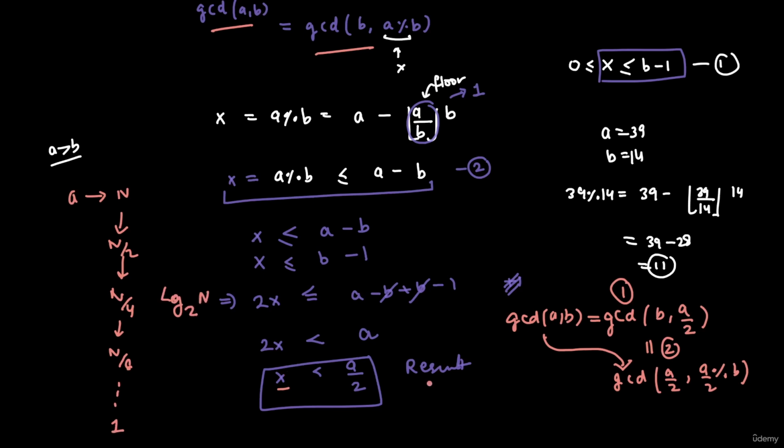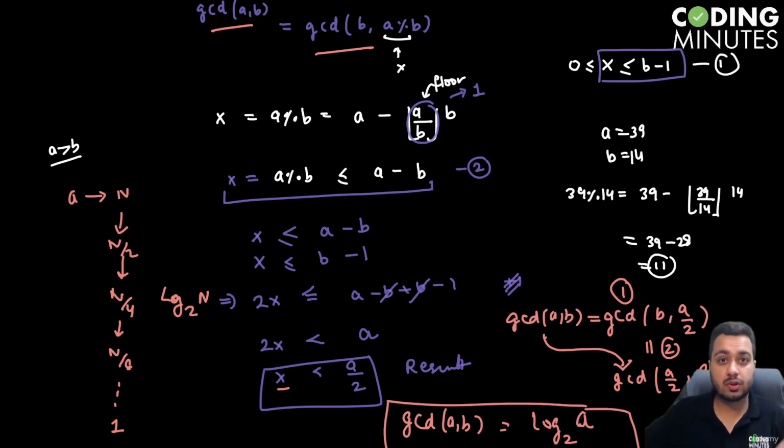Okay, so I can say GCD of a comma b can be found out in log of a time to the base 2. The complexity of this algorithm is actually logarithmic, and that's why it is much better than the brute force approach that we have seen. Okay, and logarithmic is very fast. So I hope you understood the complexity, and that's all for this video.